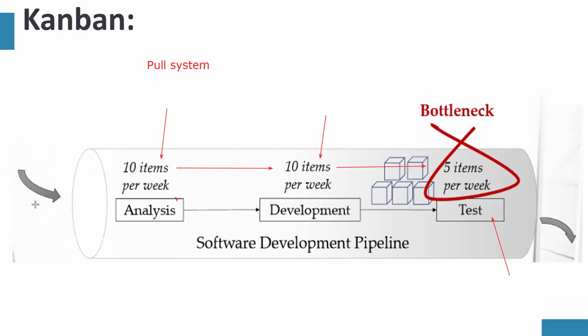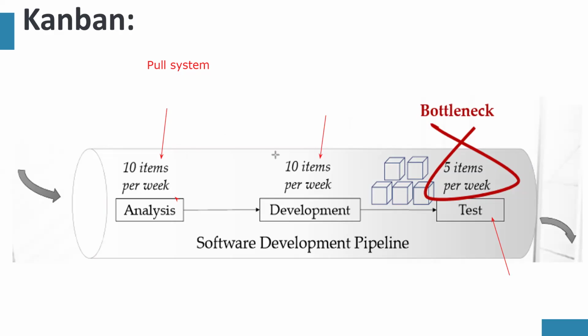So this is what we call a push system. That work is being pushed to other teams. That's a push system. A pull system is where, until a team requests work from you, you don't send them work. That's what we call a pull system. And why is this important?